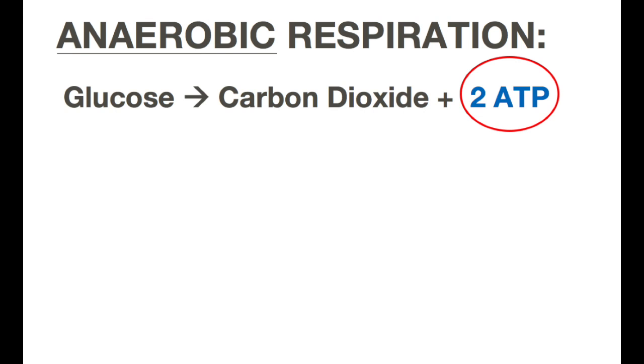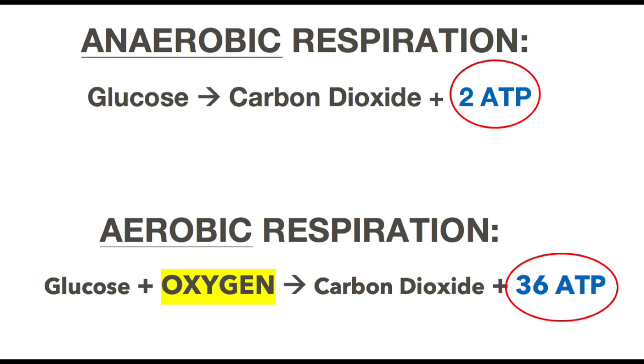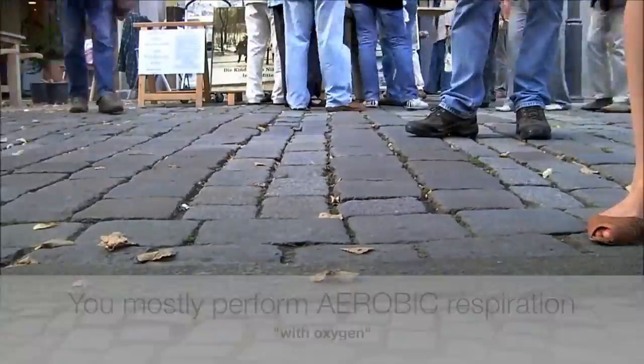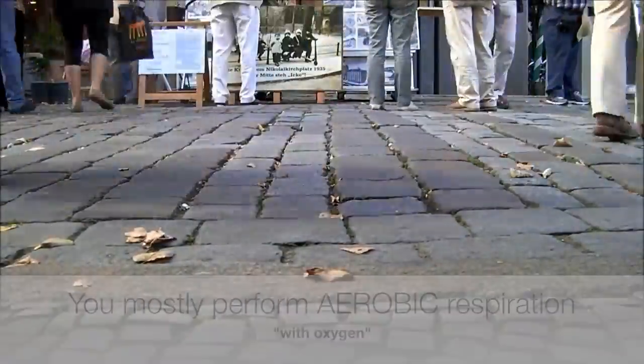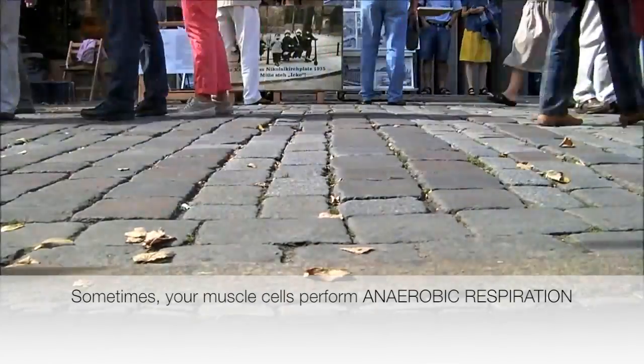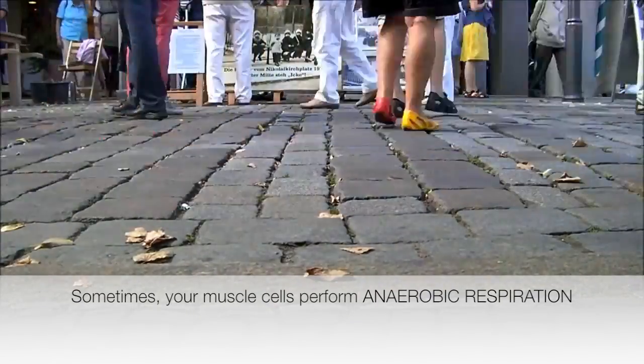Without oxygen, cells can still break down glucose to get energy and produce carbon dioxide, but anaerobic respiration produces only a small amount of energy, 2 ATP molecules, compared to aerobic respiration, which produces 36 ATP molecules. While you mostly perform aerobic respiration in the presence of oxygen, sometimes your muscle cells can perform anaerobic respiration.